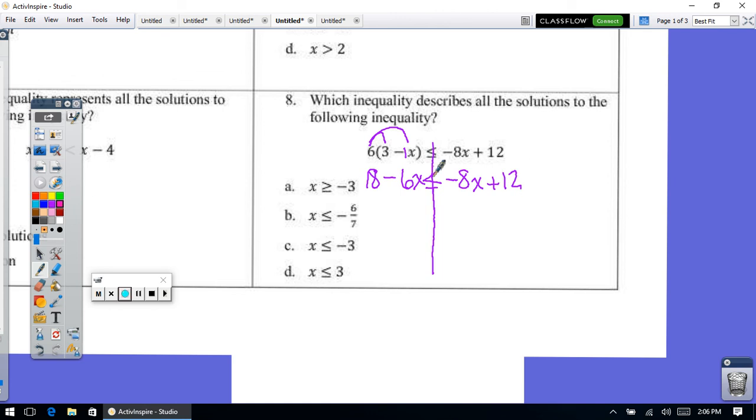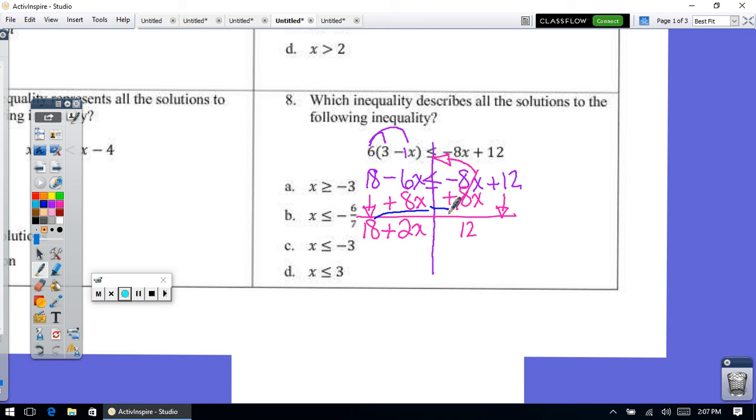We need to get x by itself, so we need to move the negative 8x over to the other side by doing opposites. So we're going to subtract. I'm sorry, we're going to add, my bad. Add 8x. Negative 6 plus 8 gives me a positive 2x. If you want to bring down the 18, you can. And then we'll bring down the 12. We have x on the left. We need to get the numbers over to the other side.